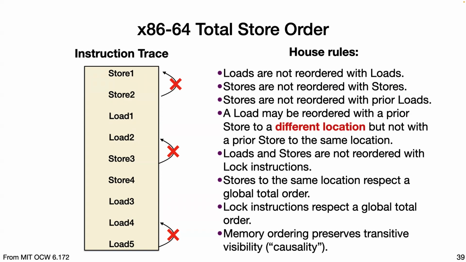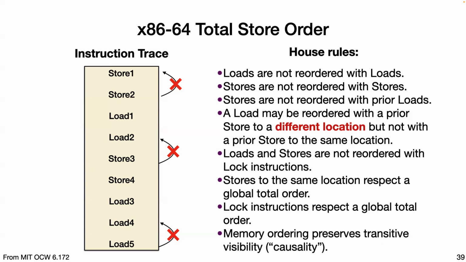So this is an example instruction trace that you might have. You have store 1, store 2, load 1, load 2, store 3, before load 3, load 4, load 5. You have some interleaved loads and stores, and because loads cannot be reordered with other loads, you could not put load 5 before load 4. Because stores cannot be reordered with other stores, store 2 cannot become before store 1. And stores cannot be reordered with prior loads, so store 3 cannot be swapped with load 2.